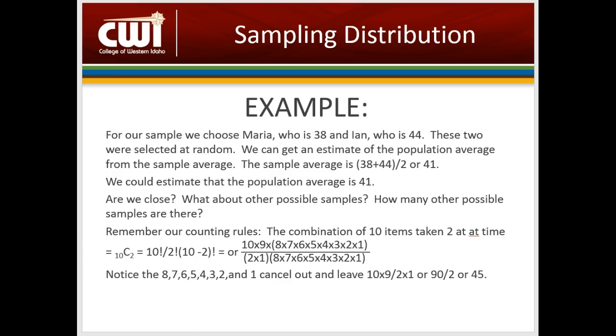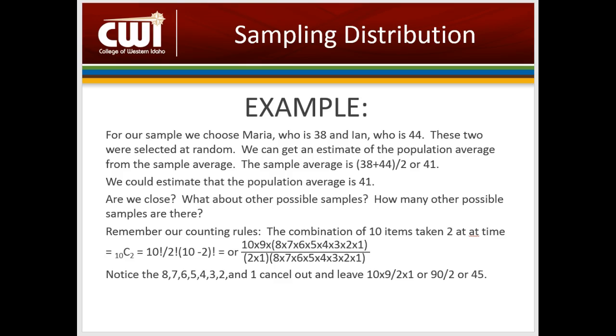For our random sample, we select Maria, who is 38, and Ian, who is 44. Now we can estimate the population average, mu, by using the sample average, x bar. Our sample average is 38 plus 44 divided by 2, or 41.